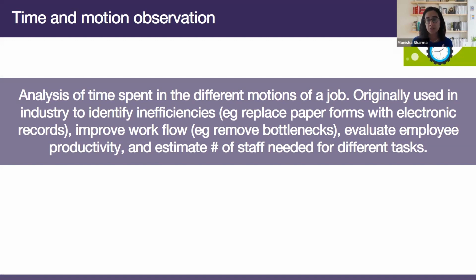You can also remove bottlenecks. So if there's not enough people working on one task and things kind of pile up, you can change your hiring so that everything is more streamlined. You can also evaluate employee productivity and estimate the number of staff needed for different tasks.